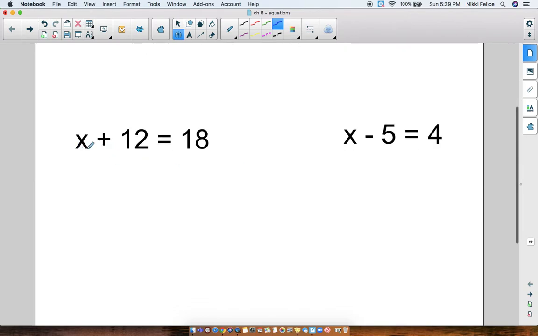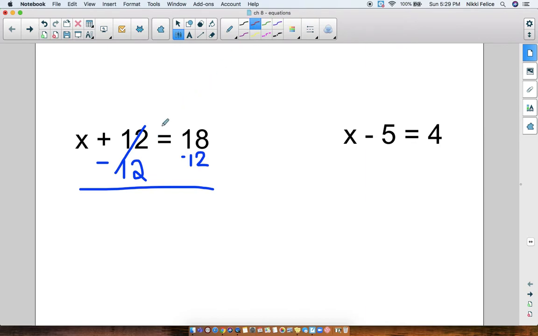So to figure out what number we add with 12 to get to 18, I need to do the inverse of what's happening with x. Right now, x is being added to 12. The inverse of add 12 would be minus 12. Because 12 minus 12, that would cancel out, and that would just be 0. But if I do minus 12 on this side, I also have to do minus 12 on the other side of the equation.